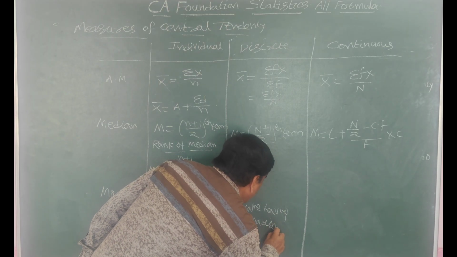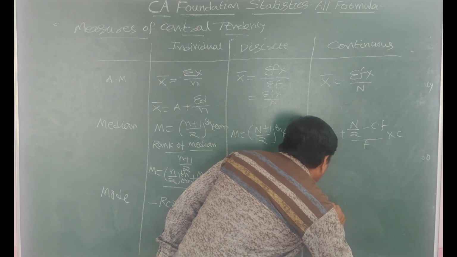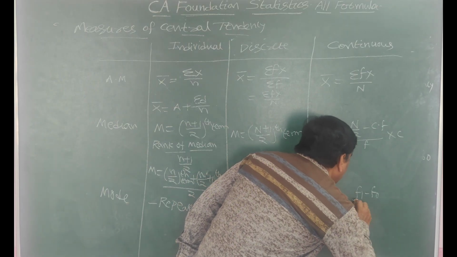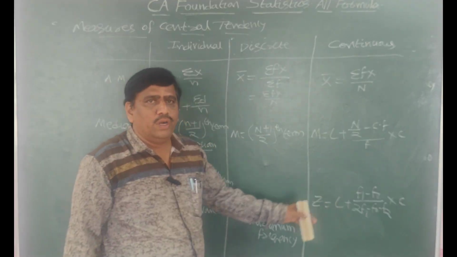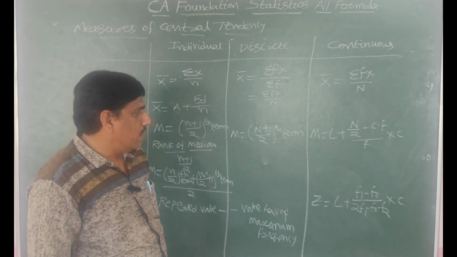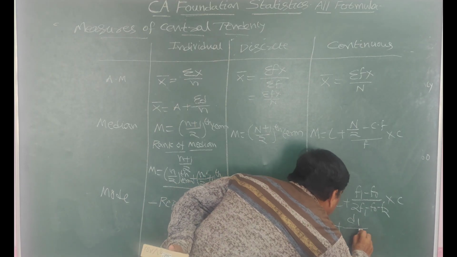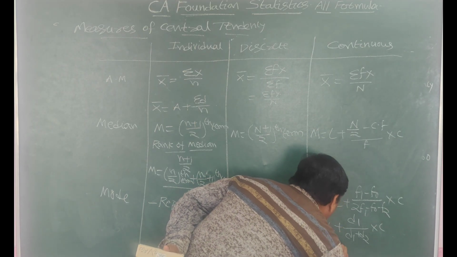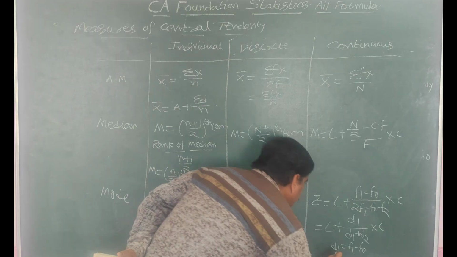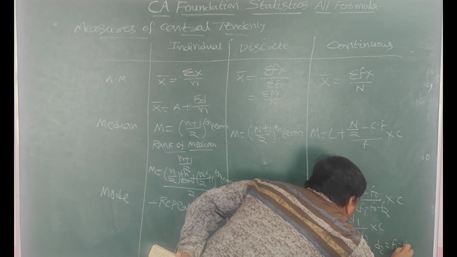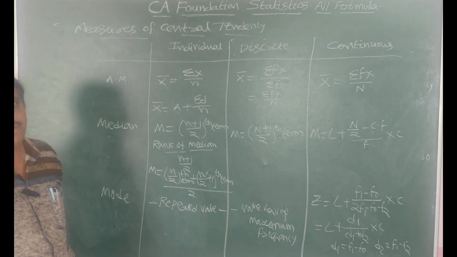Coming to continuous series, we have the formula for mode, which is denoted by Z. Z equals L plus (F1 minus F0) divided by (2F1 minus F0 minus F2) into C. Or otherwise you can use this formula also: L plus D1 by (D1 plus D2) into C, where D1 is the difference F1 minus F0, maximum frequency and the preceding frequency of the modal class, and D2 is F1 minus F2, maximum frequency and the succeeding class frequency. This is how you can compute mode in the case of continuous series.